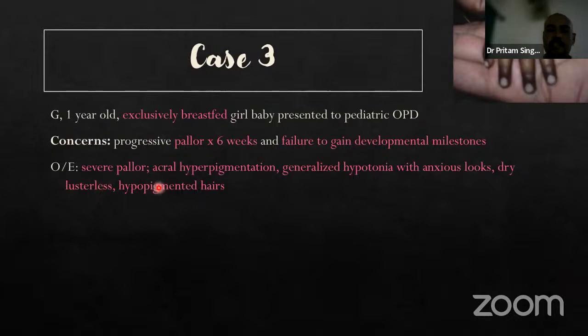On examination, the child has severe pallor and acral hyperpigmentation, as is evident from this picture. In the upper limb, on the dorsum of the arms, you can see marked hyperpigmentation. There is generalized hypotonia. The baby has an apathetic look. Hair also looks quite dry, lusterless, and hypopigmented. Any clinical possibility?